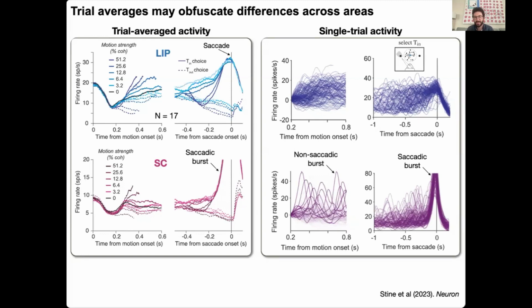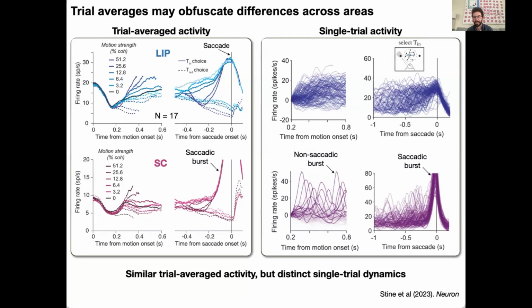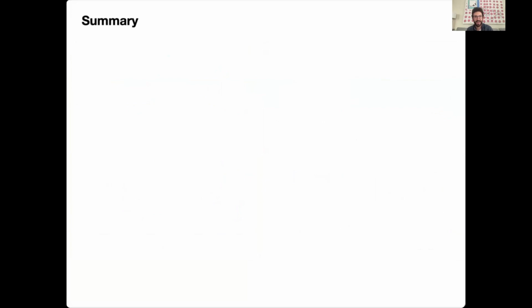And critically, what this means is that you can have similar trial average activity in two areas, but completely distinct single trial dynamics, and you'd make completely different conclusions if you looked at trial average versus single trial activity. All right, so some preaching there. All right, so I'll summarize.